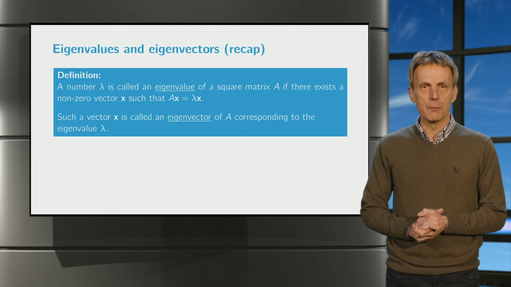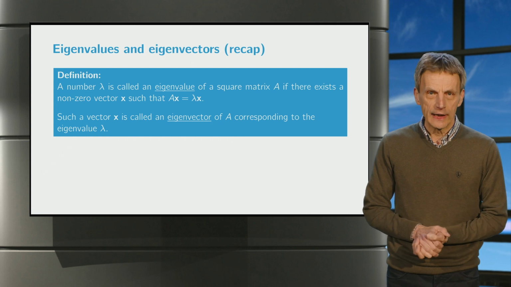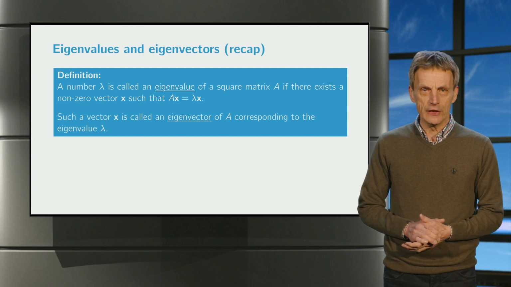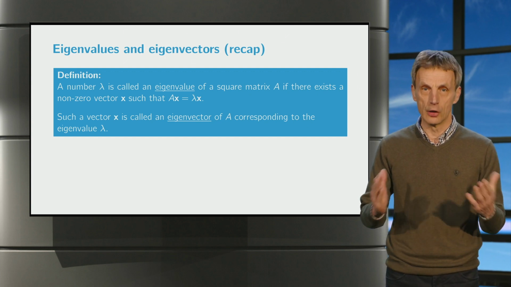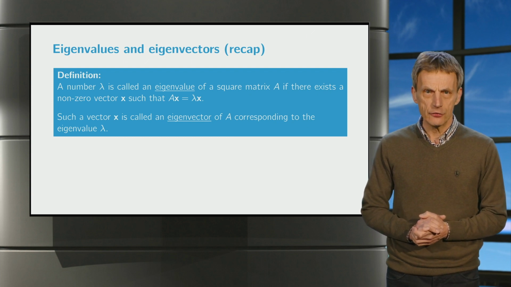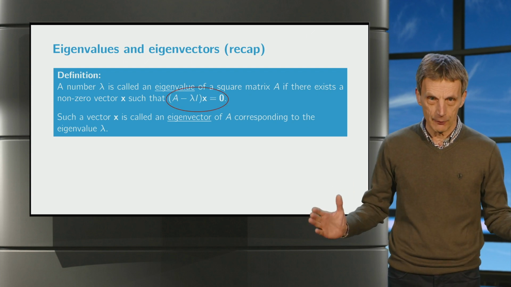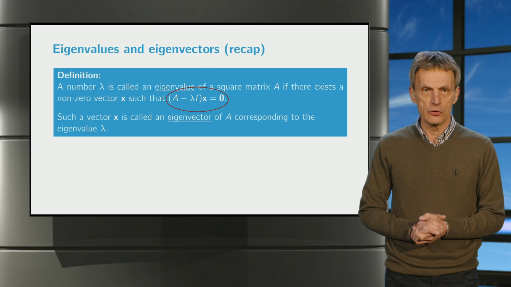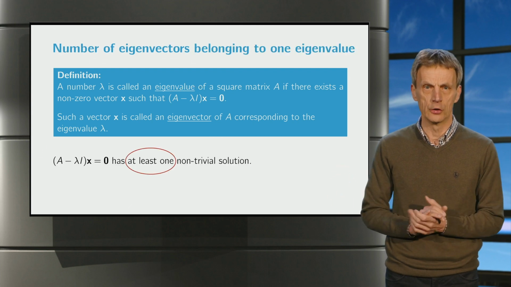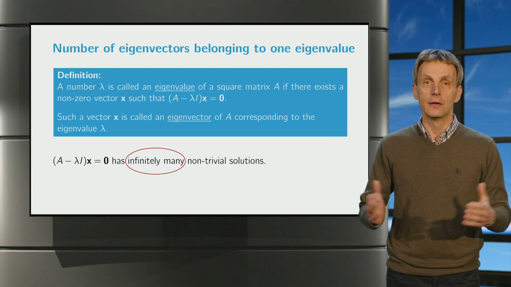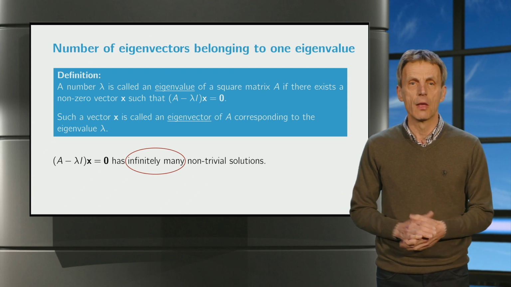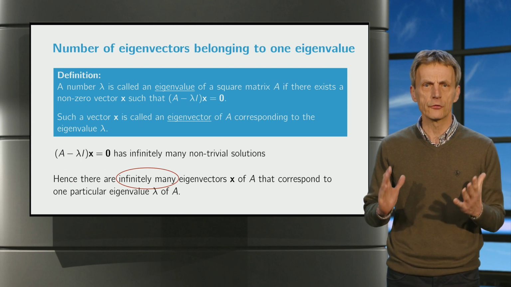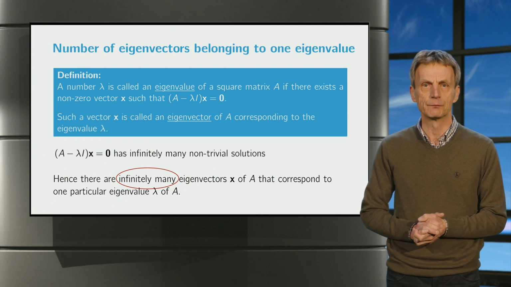Let's start with a brief recap. Recall the definition of eigenvalues and eigenvectors shown here. We have seen in the previous video that the condition A times x is equal to lambda times x can be replaced by the more familiar form (A minus lambda times I) times x is equal to the zero vector. From the theory of homogeneous systems, we know that if at least one non-trivial solution x exists, then there will be infinitely many solutions. This implies that there are infinitely many eigenvectors x that correspond to one particular eigenvalue lambda.